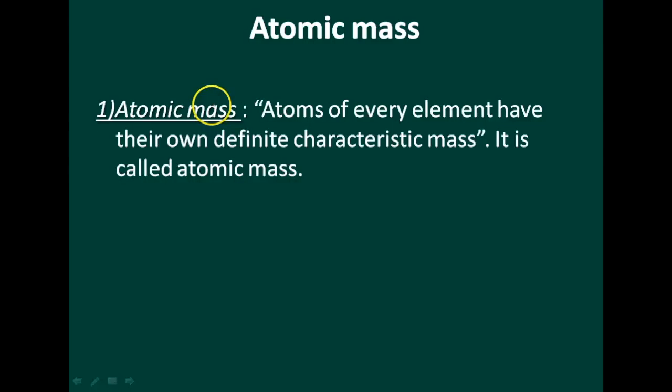Next concept is atomic mass. What do you mean by atomic mass? Atoms of every element have their own definite characteristic mass. It is called atomic mass. Means atoms of every element, in one element which consists of atoms, they have their definite characteristic mass. So this is called atomic mass.